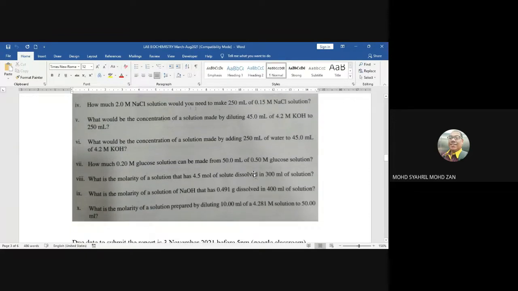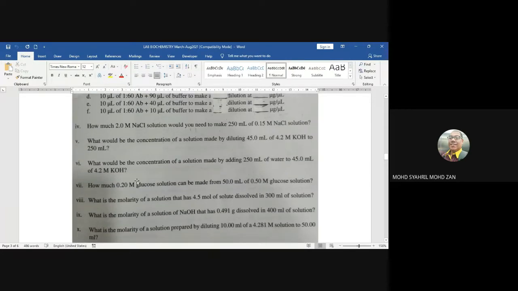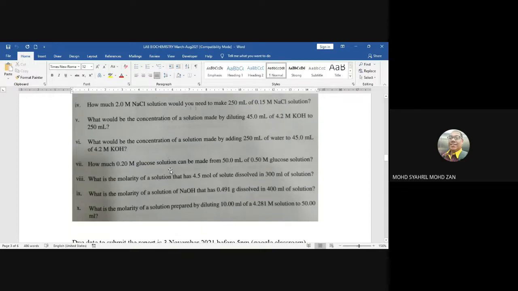Continue. Number 6. What would be the concentration of the solution made by adding 250 ml of water to 45.0 ml of 4.2 molar sodium hydroxide? Continue. How much 0.22 molar glucose solution can be made from 50 ml of 0.5 molar glucose solution?